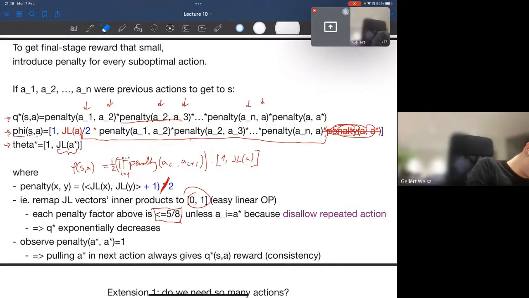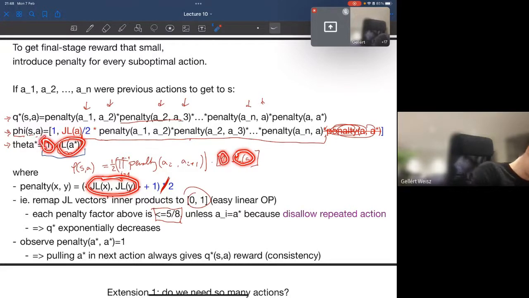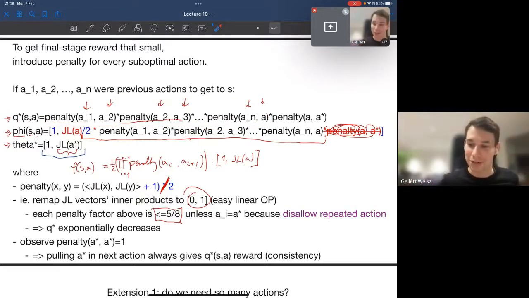Okay, and if you now multiply this inner product with the theta star, then obviously this constant is going to multiply everything, and inside you're going to have the JLA inner producted with the JLA star, that's this, plus 1, that's the product of these, and then divided by 2, that's this, and that corresponds to this bit, right? And then this penalty factor corresponds to this bit.